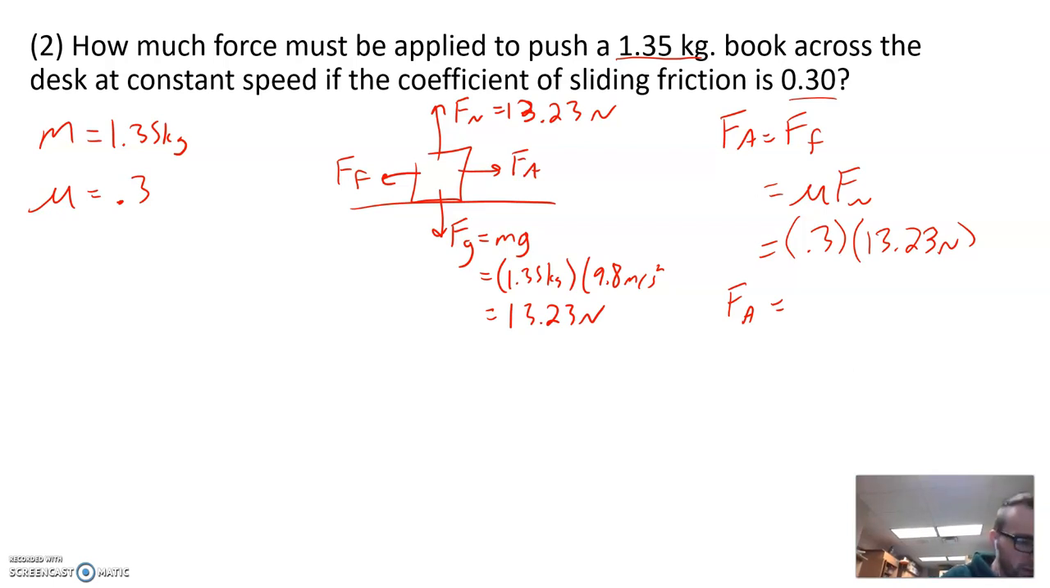Sorry, this thing's skipping all over on me. It is 0.3 times 13.23, which is going to be pretty much, I'm rounding it here to 4 newtons. So that's how much force would be applied to move it at a constant speed if the coefficient of friction is 0.3.